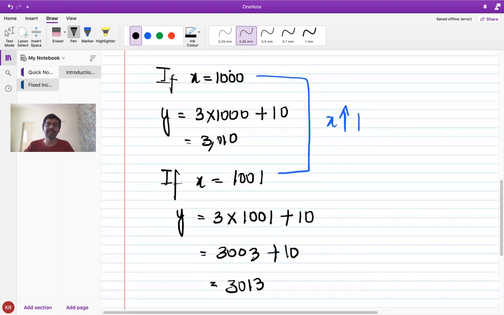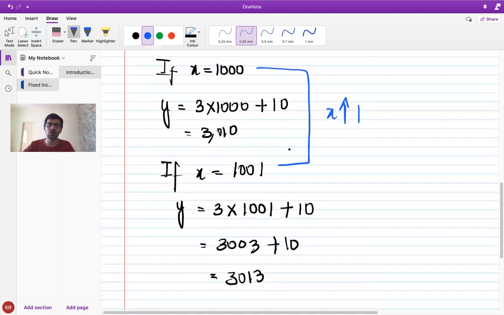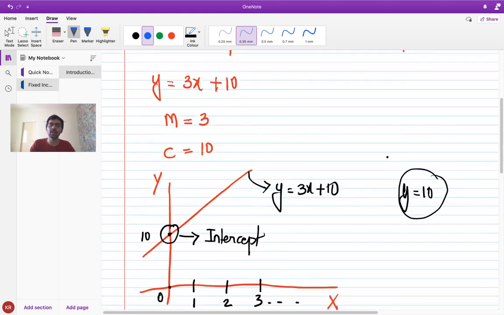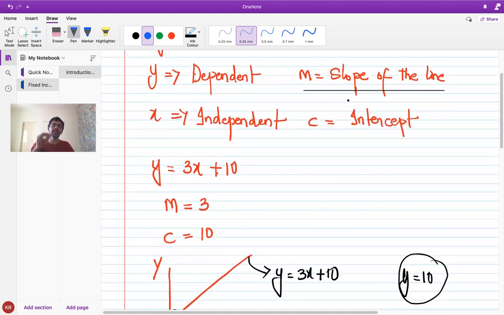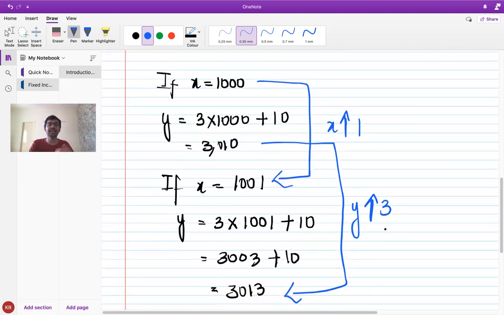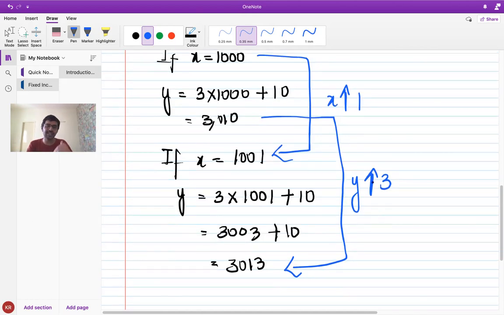Okay, so now if x has increased by 1 unit, if you notice, y is increasing by 3 units. Now that is nothing but the m. That is nothing but what we got as m over here, or the slope of the line. The slope of the line explains how much does y change by when x changes by 1 unit. Over here, when x increased by 1 unit, y has increased by 3 units. Similarly, when x decreases by 1 unit, y will decrease by 3 units.